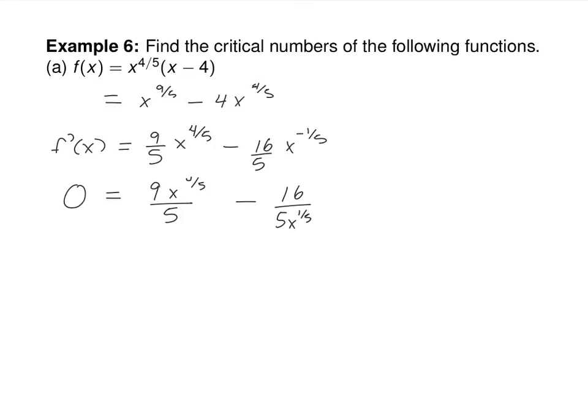Okay. Is everyone okay with the derivative and all that part of it? Okay. What do you do to get a common denominator? What do you multiply the first ratio by? x to the 1/5. It actually works out quite nicely, doesn't it? If you have x to the 4/5 times x to the 1/5, that's x to the 5/5, which is just x. So that's 0 equals 9x minus 16 over x to the 1/5.